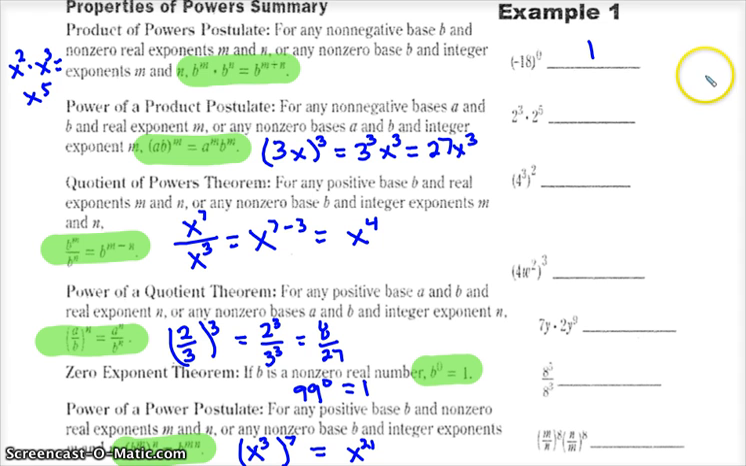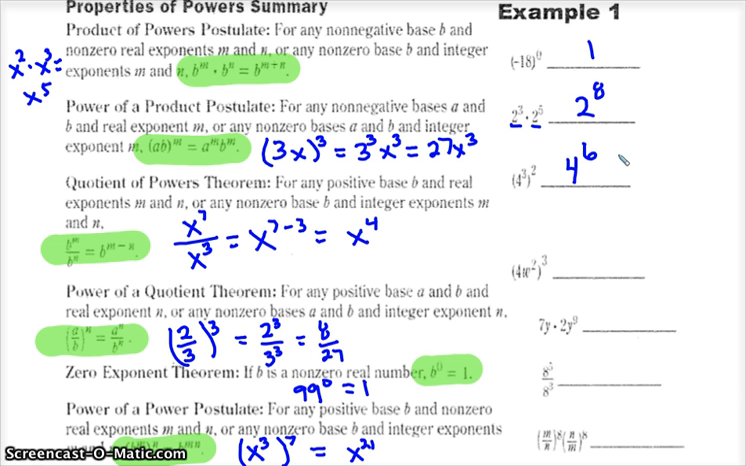For the second one, I've got 2 to the third times 2 to the fifth. I have the same base, so I will add the exponents. 2 to the 8th power. I won't worry about simplifying right now. I'm strictly just looking at using the properties of powers. Alright, next problem. I've got 4 to the third power raised to the second power. Since I've got a power raised to another power, that's 4 to the 6th, because I have 3 times 2.